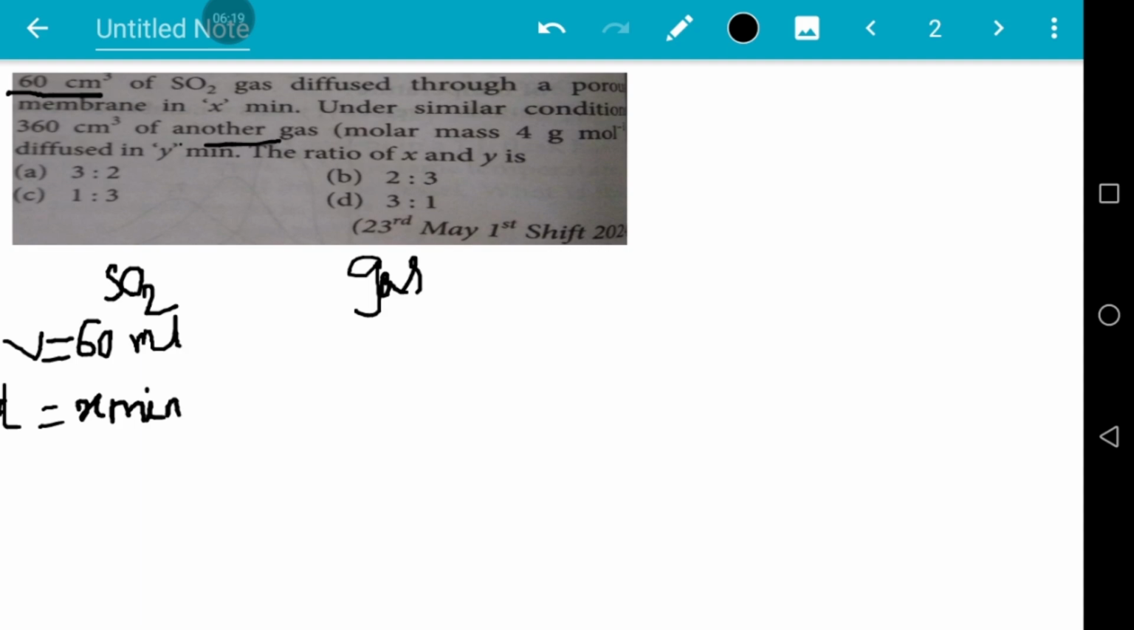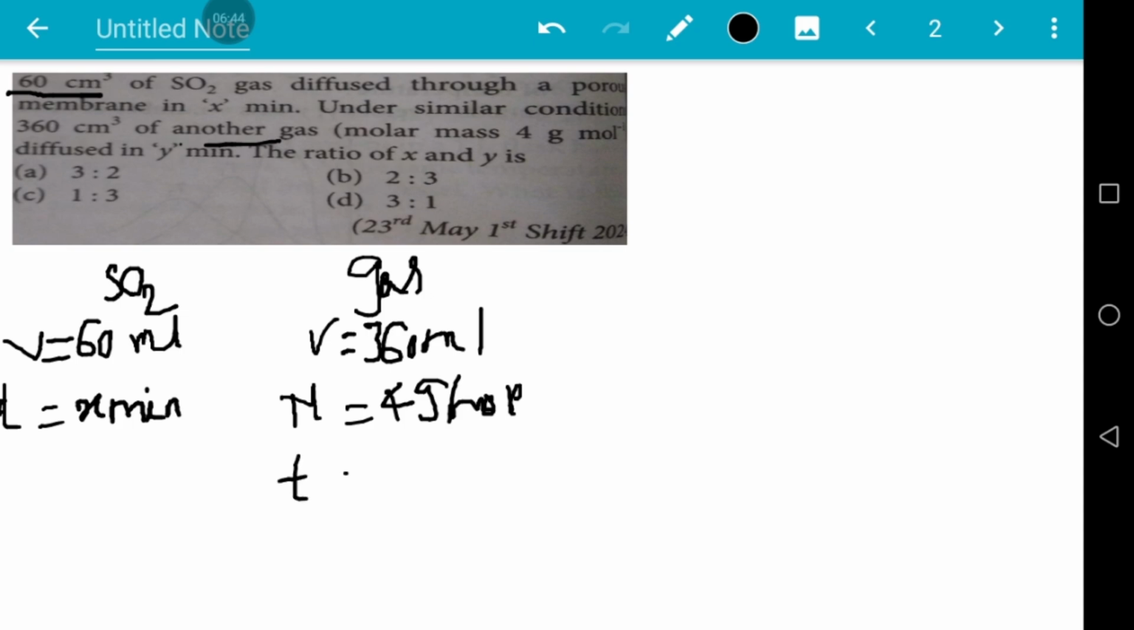Next, under similar conditions, 360 centimeter cube. So the volume of the other gas given is 360 ml. Next, the molar mass, the molecular weight, is given as 4 grams per mole. So the molar weight is already given. Next, diffused in Y minutes. So the time given is Y minutes.